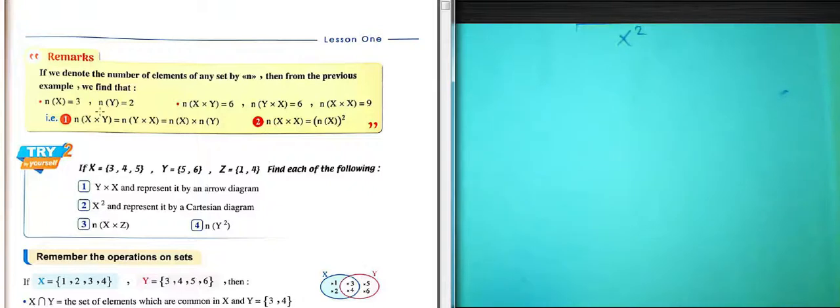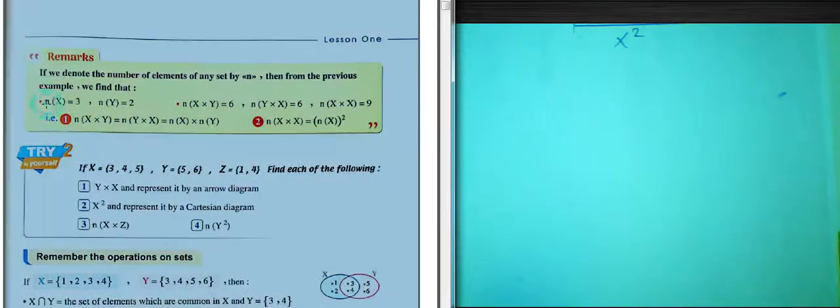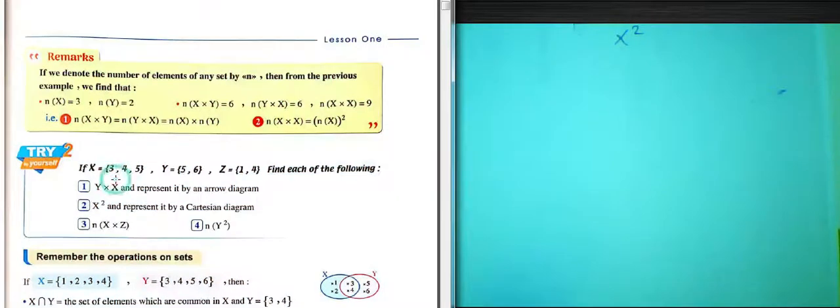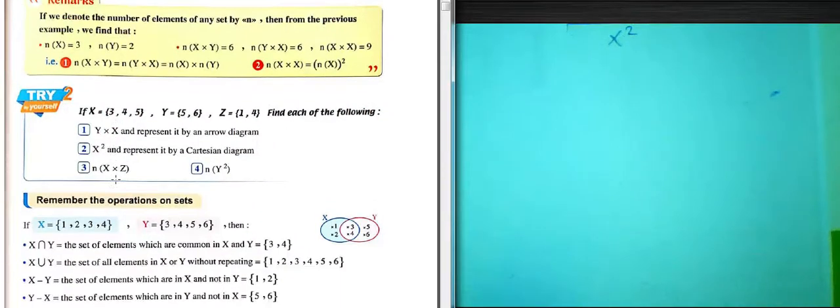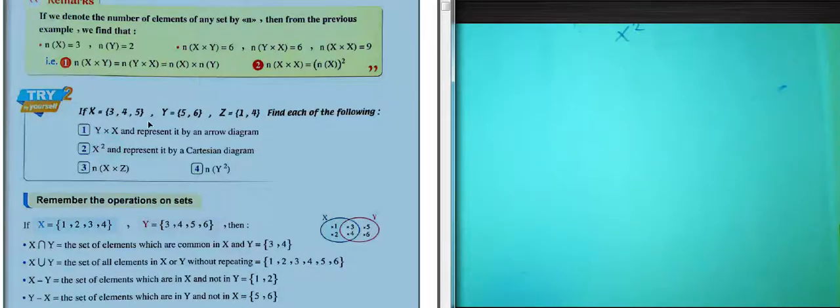Remember the number of elements of x product y: n of x times n of y. Try with me number 2. If x equals 3, 4, and 5, y equals 5 and 6, and z equals 1 and 4, find each of the following. Number 1, x product y, and represent it by an arrow diagram. Number 2, x power 2, and represent it by a Cartesian diagram. Number 3, the number of x product z, and the number of y power 2.